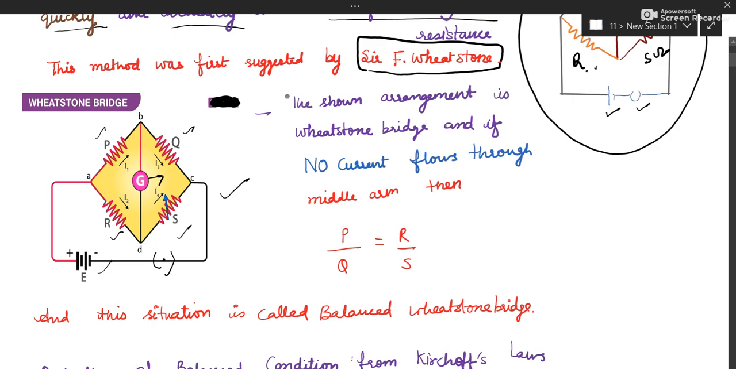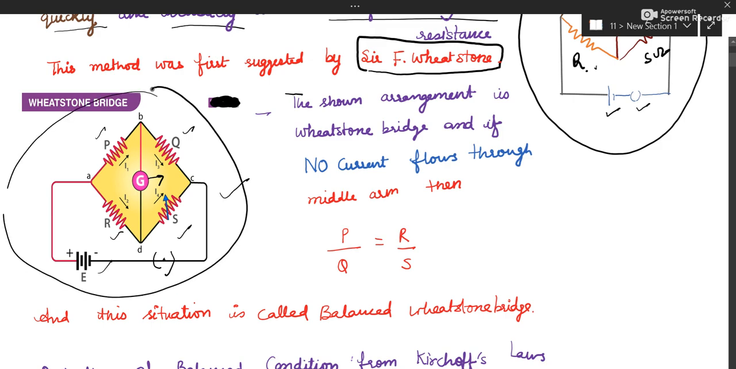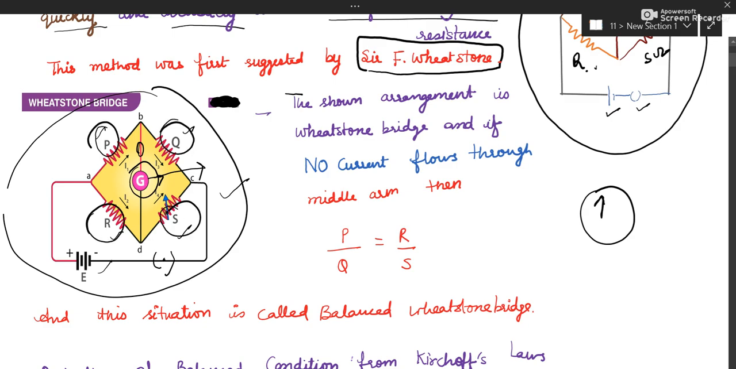Now, we know that this structure is known as Wheatstone bridge. Now, what is a balanced Wheatstone bridge? A balanced Wheatstone bridge is when no current flows through the galvanometer, like the galvanometer remains at zero. In that situation, this resistance upon this resistance is equal to this resistance upon this resistance. If no current flows through the middle arm, then resistance P upon resistance Q is equal to resistance R upon resistance S. This is called balanced Wheatstone bridge.